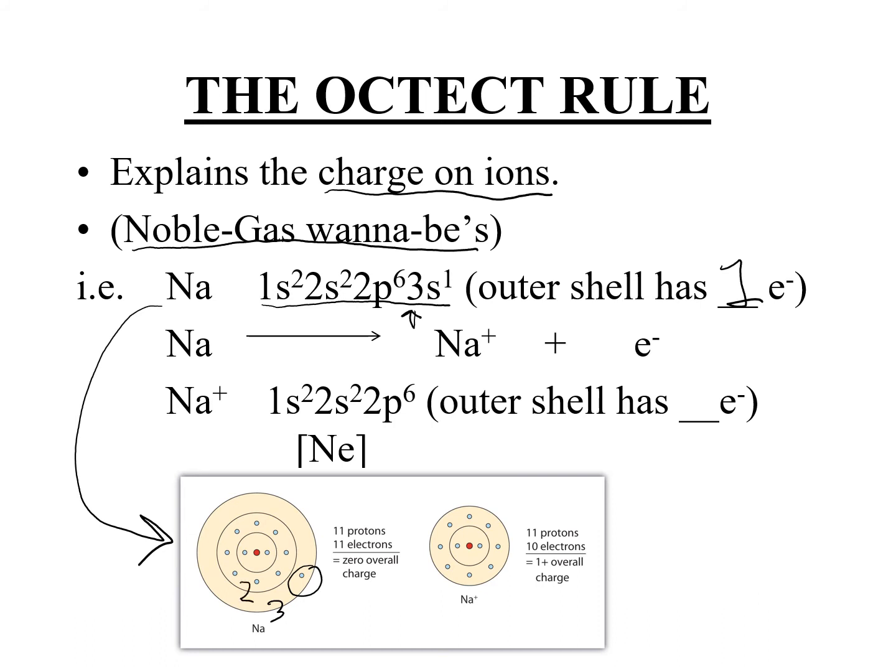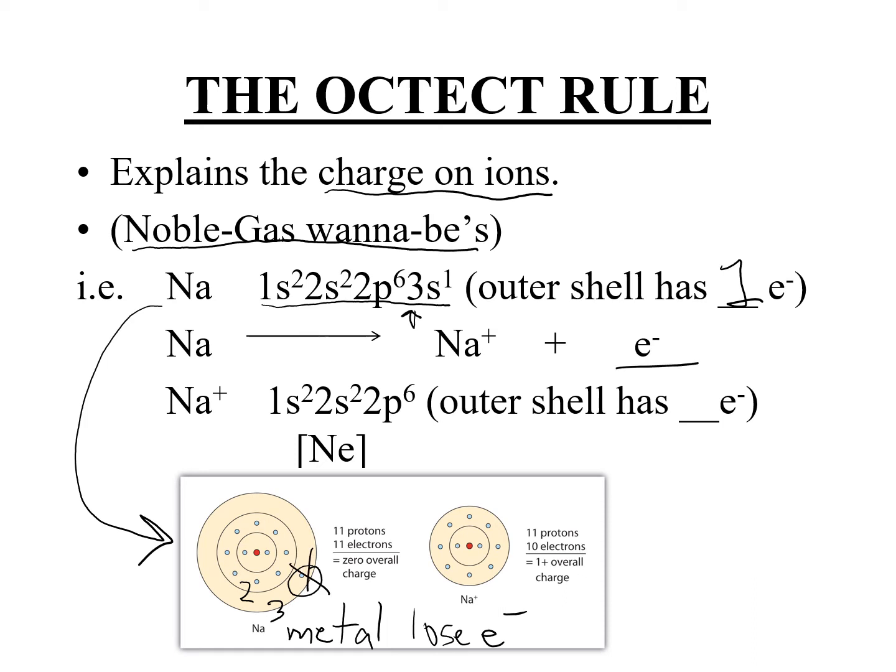And sodium is a metal. And our metals, we said, always form positive charges, so they're always going to lose electrons. So it's going to lose that 1 electron. There's our loss of the electron.